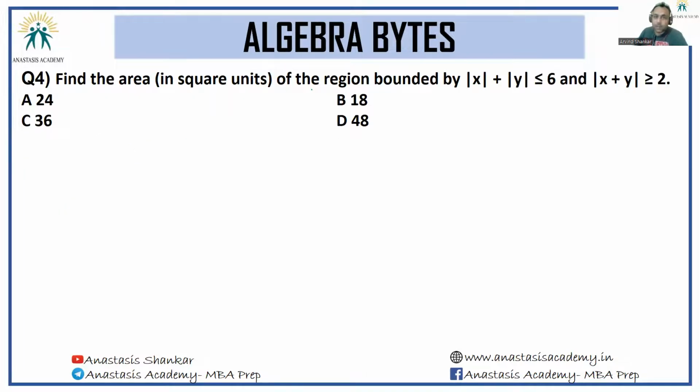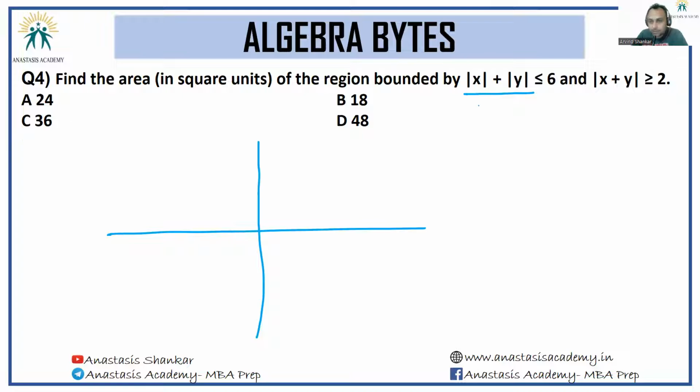Next, find the area in square units of the region bounded by mod x plus mod y is less than or equal to 6 and mod of (x plus 2, x plus y) is greater than 2. Okay, again, let's create a graph. So let's say x was 0, y can be a maximum of 6. So x 0, y 6, I would have this point. Another point I can see is this one here, 0 and minus 6. If x was 1, y can be a maximum of 5 or minus 5.